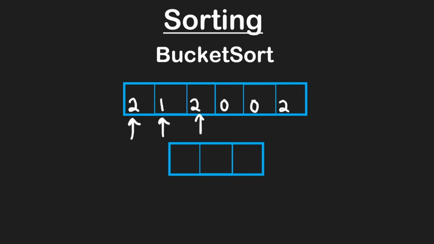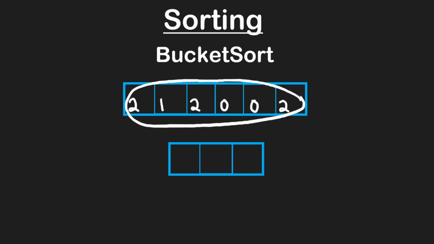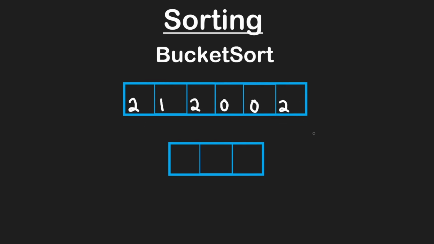We're only allowed to use bucket sort if we're guaranteed that all the values that we're sorting fit within a finite range. So in this case, the only values we have are 0, 1, and 2. So we can say that the range of values is between 0 and 2.